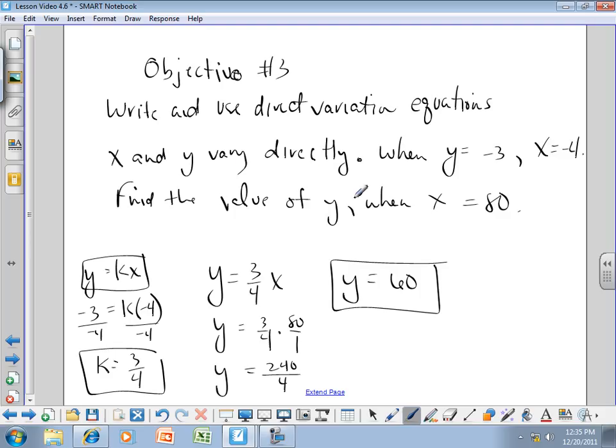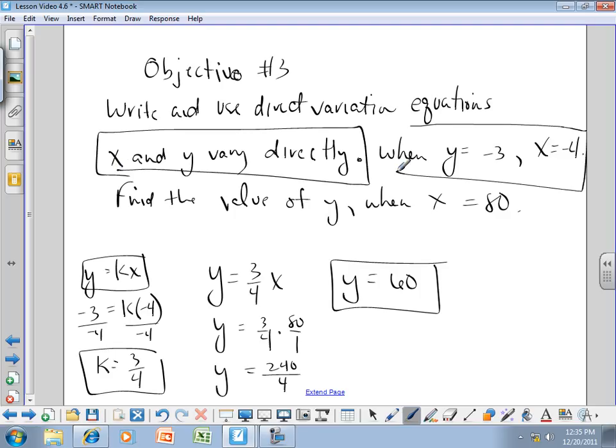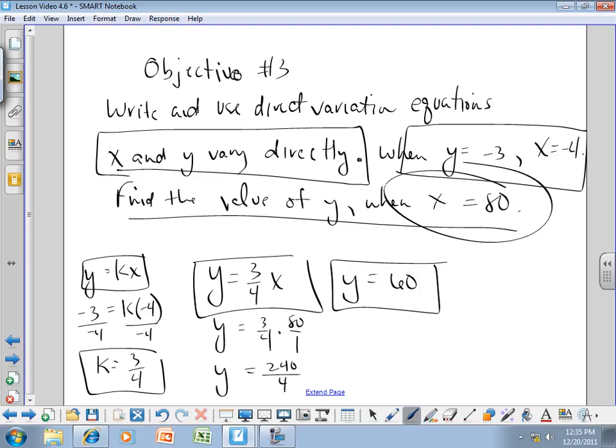I think there are 3 or 4 steps to this. First of all, knowing that you can use y equals kx, use the two x and y values they give you to find k, write a brand new equation, and then plug something into that new equation. That's the step-by-step process you have to go through in order to write and use a direct variation equation. All right? Good luck with that. Talk to you.